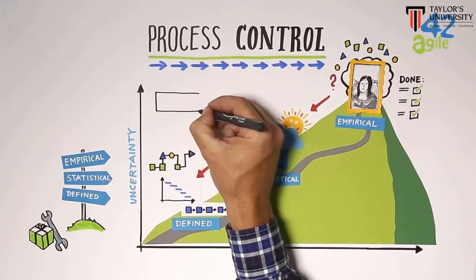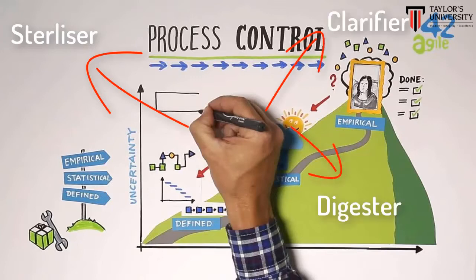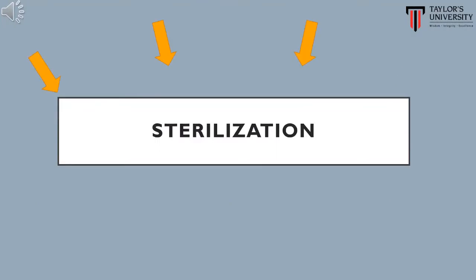Now we'll jump right into the process control of some of the main equipment in the whole process. Firstly, the sterilizer, followed by the clarifier and the digester. However, before that, you might want to take a deep breath as things are just getting started. So the first major equipment for the extraction of palm oil is the sterilizer.